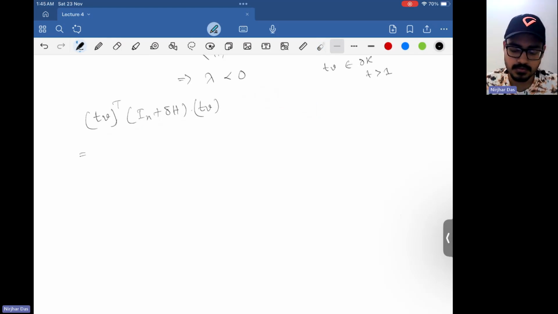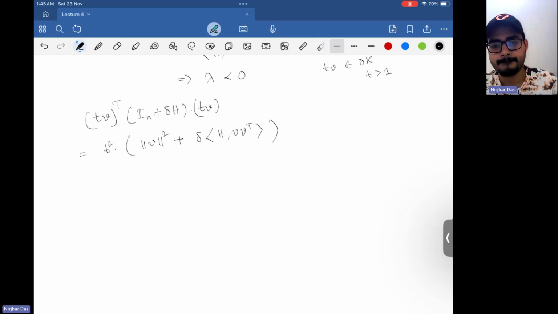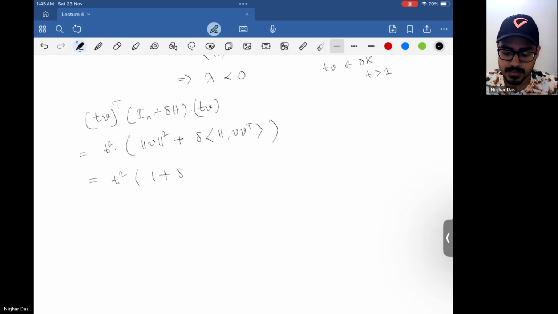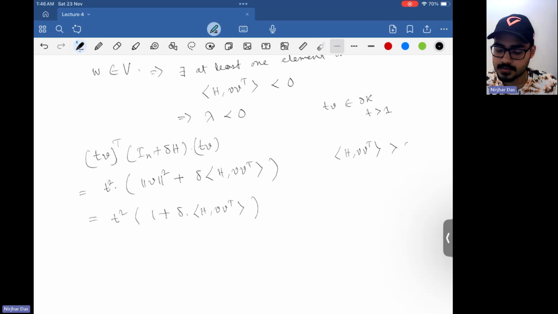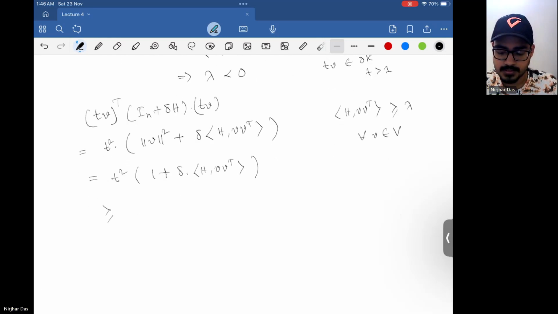So what we have here is nothing but t square times norm of v square plus delta h of v v transpose, right? And now this is basically t square times 1 plus delta into some quantity, right? We don't know what this quantity is, but what we can do is lower bound this. So we know that h of v v transpose is greater than lambda for all v belongs to V, right? So we can say that this is greater than or equal to t square times 1 plus delta lambda.